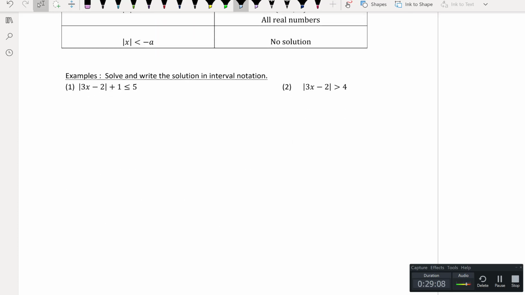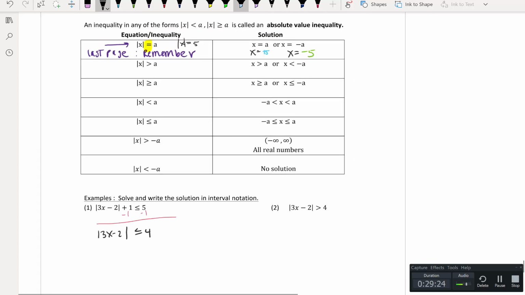Okay, so let's go ahead and try this out. So the first thing is we need to isolate the absolute value. So I'm going to subtract 1 from both sides. So now I have the absolute value of 3x minus 2 is less than or equal to 4. So now that I'm here, I'm thinking, okay, which rule am I going to use? Well, it's not an equal sign, so I can't use that one, so that one's gone. So which way is this one facing? I have this as less than or equal to. Oh, this one is less than or equal to. So I'm going to be using this format.